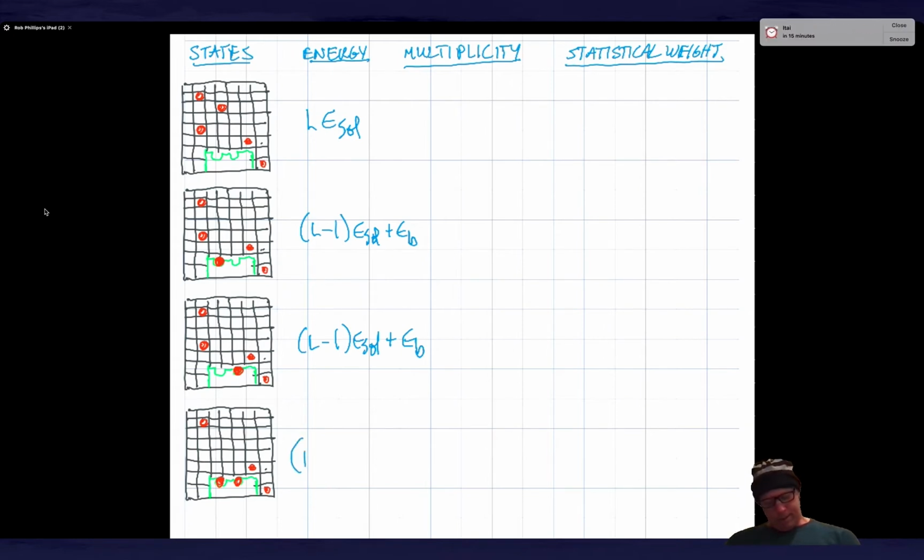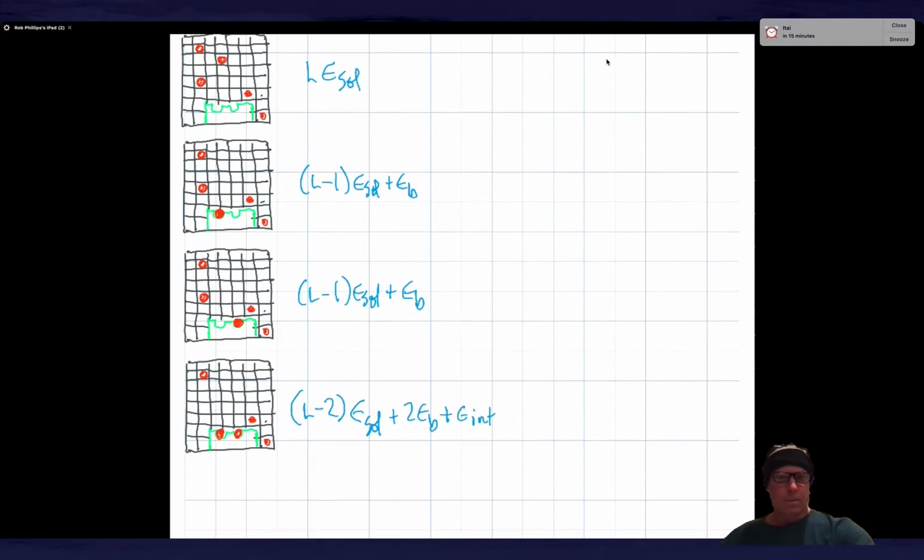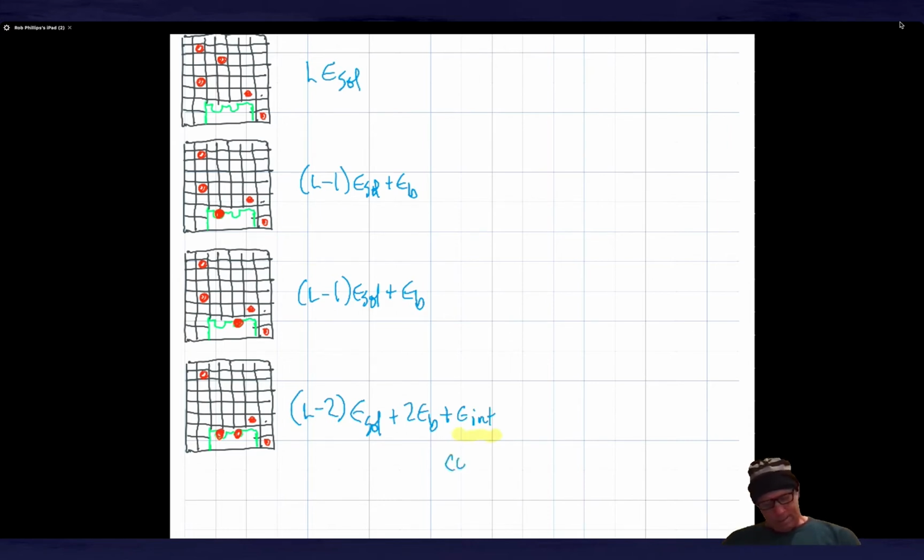And then finally I have L minus 2 epsilon solution plus 2 epsilon B plus epsilon int. And that's the key point. The key point is that I've now introduced here a cooperativity energy.